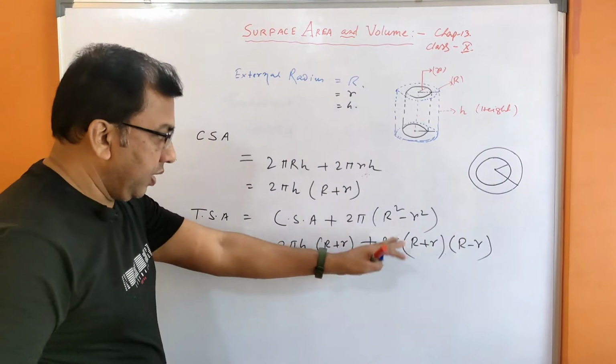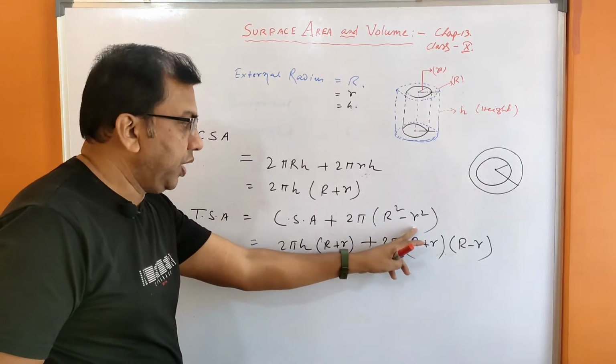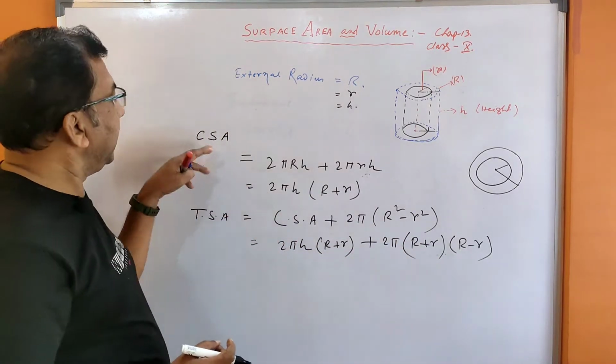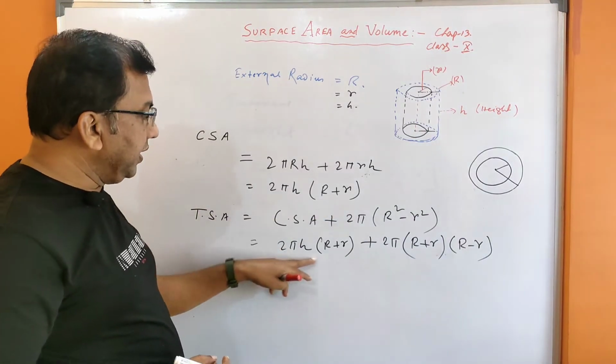मैंने कर दिया at a time. यहाँ पर क्या किया? It is the formula of a square minus b square, so a plus b into a minus b. I have पहले लिखा क्या? CSA. तो ये CSA का फॉर्मूला है. तो CSA फॉर्मूला हम लिख दिया.